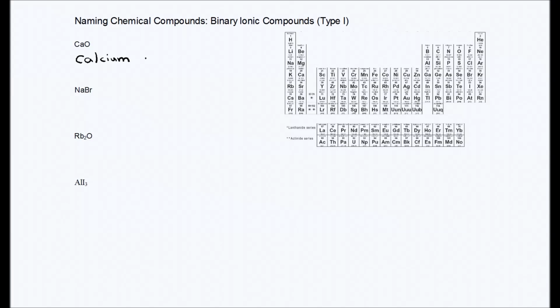And then you name the nonmetal, the anion, with an IDE ending. So this was oxygen, or is oxygen. And so I change the ending to an IDE ending, so this becomes calcium oxide. Here we see NaBr. Na is sodium. So the first part of the name is sodium. Br is bromine, so it becomes sodium bromide.